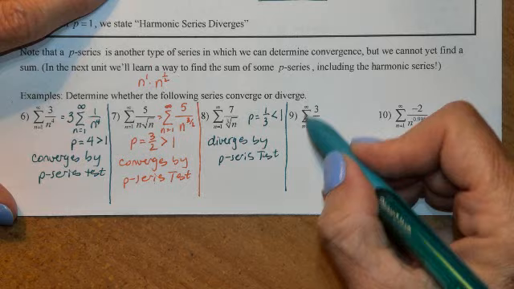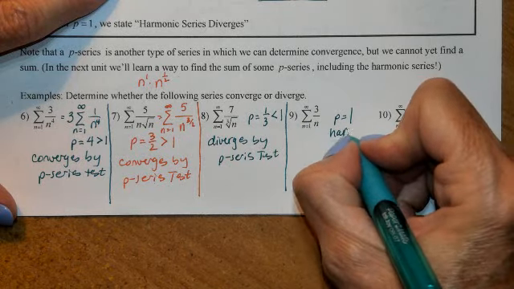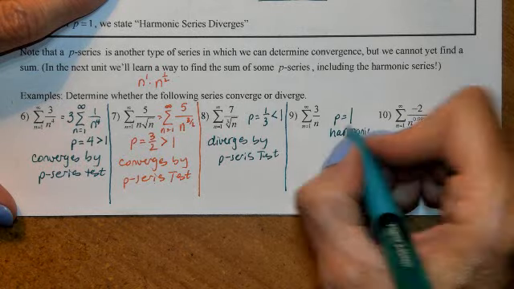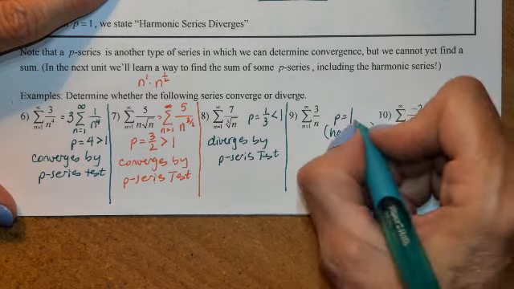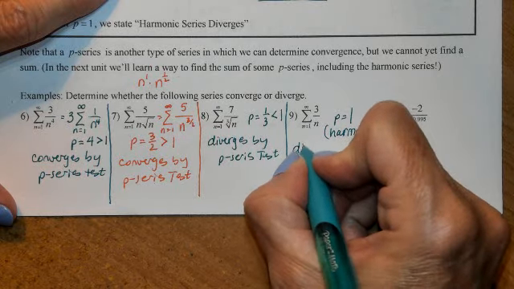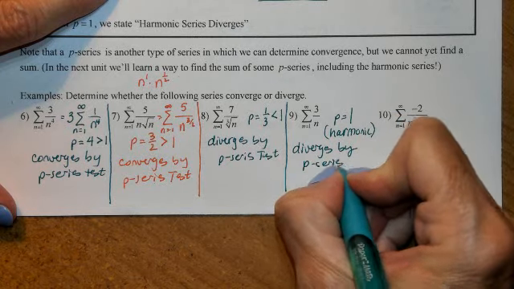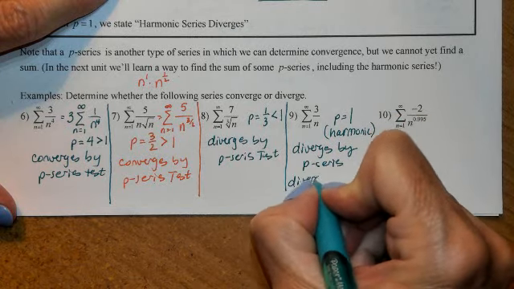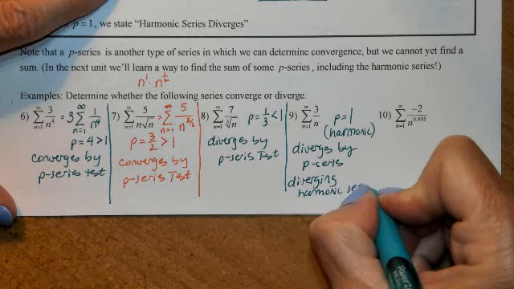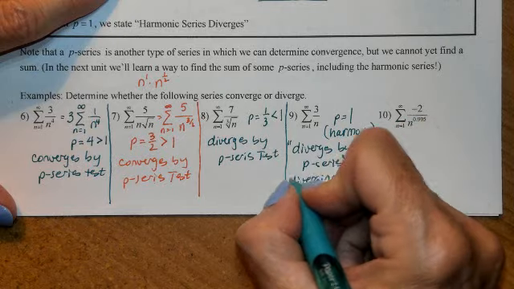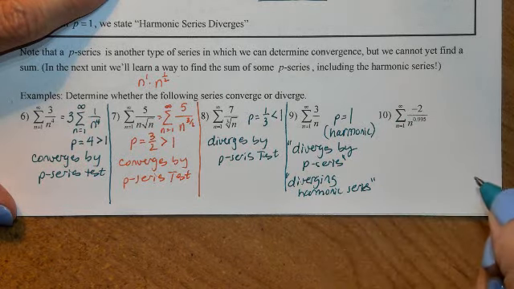Okay, what about this one? It's a p-series where p is 1, so we have a harmonic series. Okay? You don't have to tell me that it's harmonic. You can just say p is 1, and that's fine. So this series diverges. You can say by p-series test, or you can say diverging harmonic series. You can say either one of those. They're the same thing. You can spell series right. Okay.